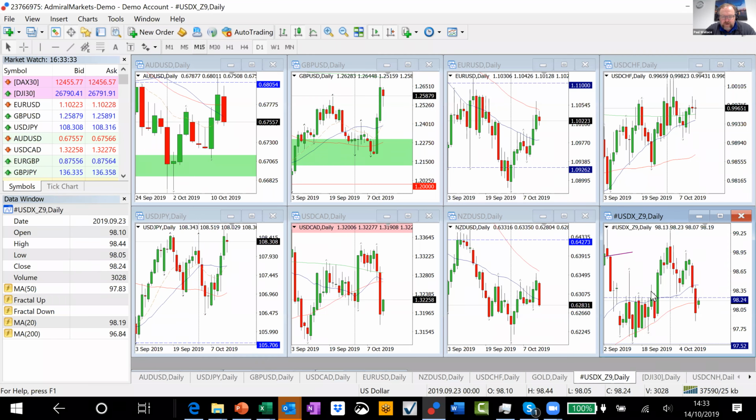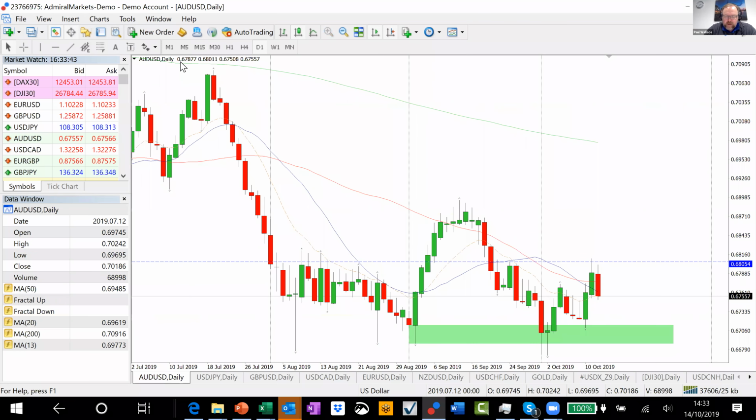So very quickly, I have a very good view of what's happening with the US dollar. As I said, let's have a look at the daily chart. Let's start on the top left.